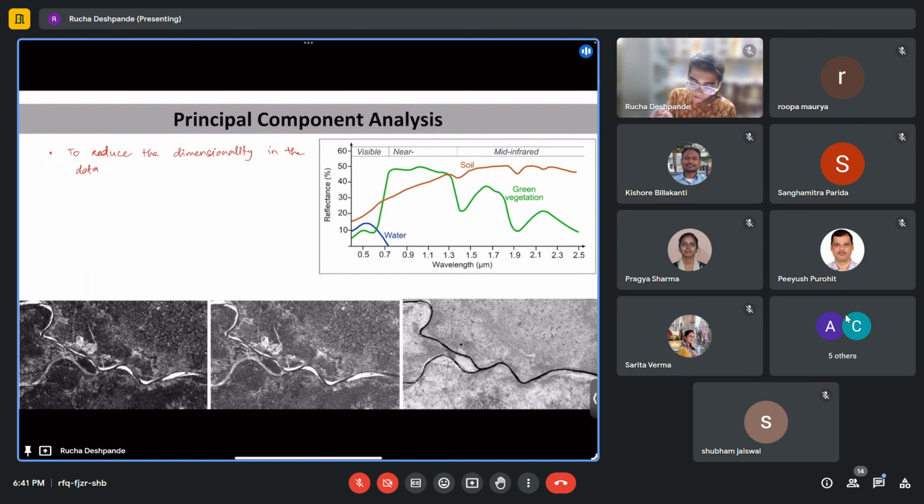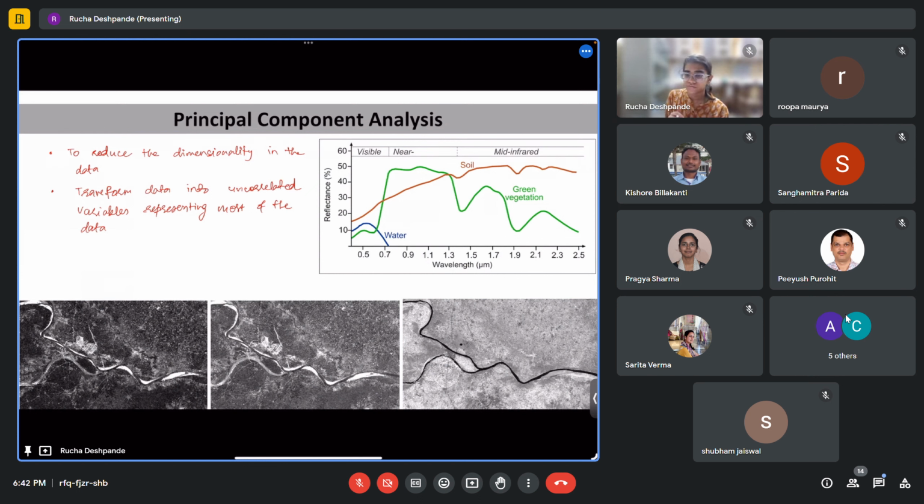Principal component analysis is used to reduce the dimensionality in the data. I'll explain what it is. It is used to transform the data into uncorrelated variables which represent most of the data.